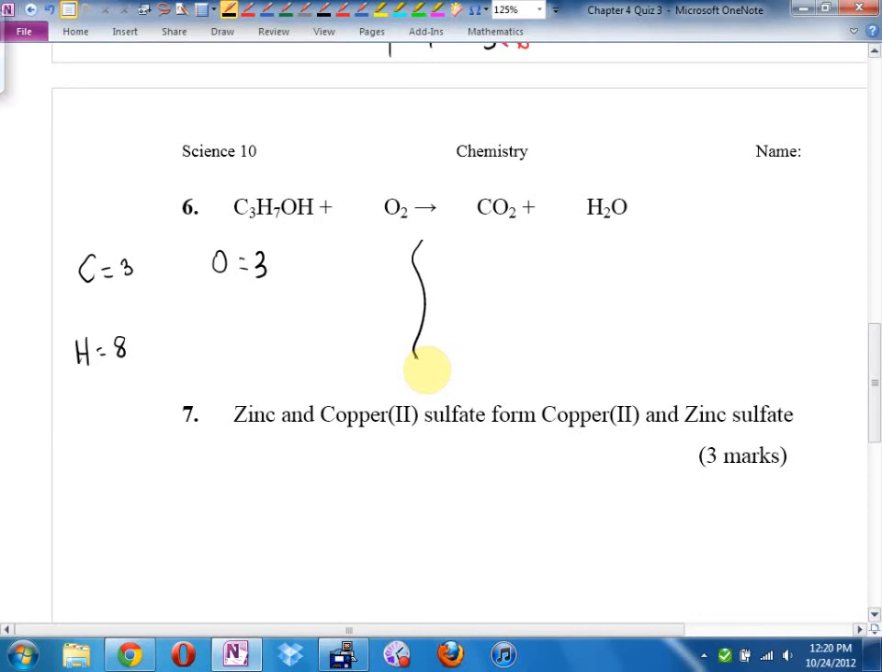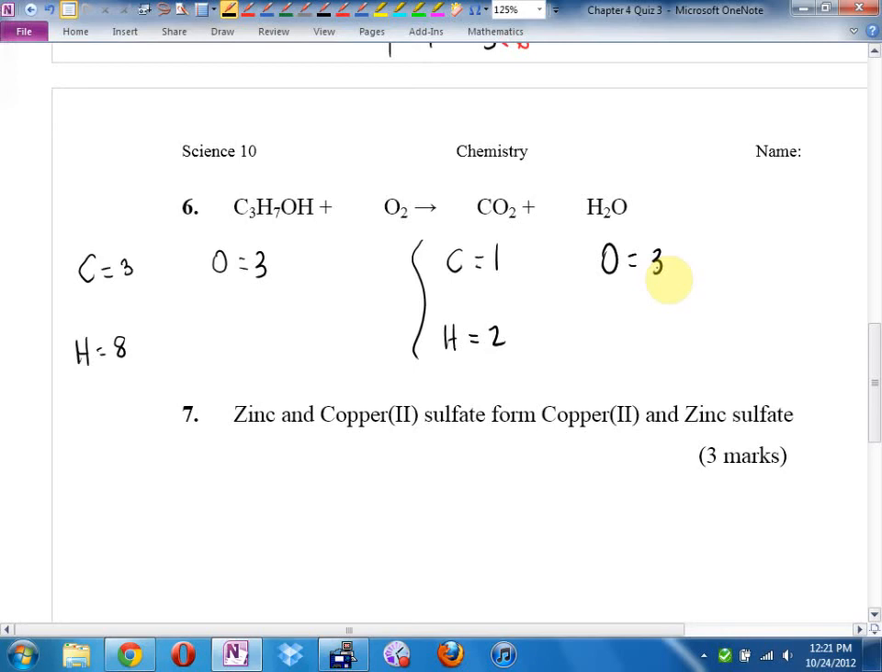3 oxygens on the left. On the right-hand side, I got 1 C. I got, oh, not H2. 2 H's, and I got 3 O's. Well, the O's match. That's nice.